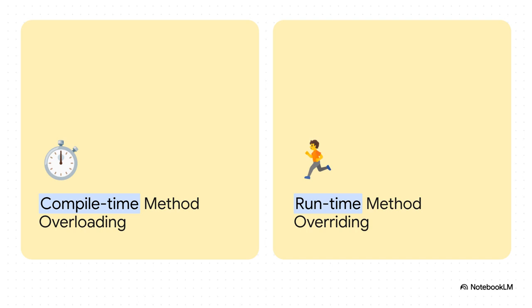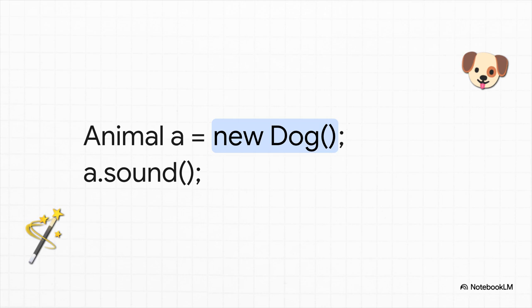But runtime polymorphism? That's method overriding. This is when a child class provides its own specific implementation for a method that was already provided by its parent class. For example, say you declare a new object of type Animal, but you actually instantiate it as a new Dog. When you call the sound method on it, it doesn't just print some generic animal sound. It specifically outputs "Dog barks." That is the pure magic of overriding.